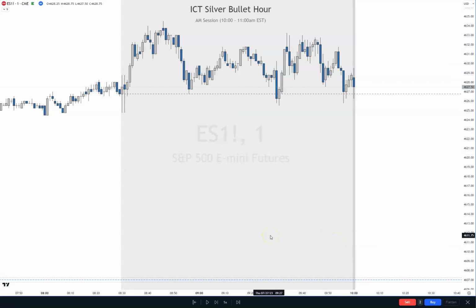Today I'm going to go over the ICT Silver Bullet Hour for the AM session on Thursday, July 27th. Okay, so when we come to the charts here, we know that the buy-side liquidity has been taken on a daily candle. So this is the high line. This is what was just taken right here at 8:30. They took out the high on the daily candle. That's what this line is right here.